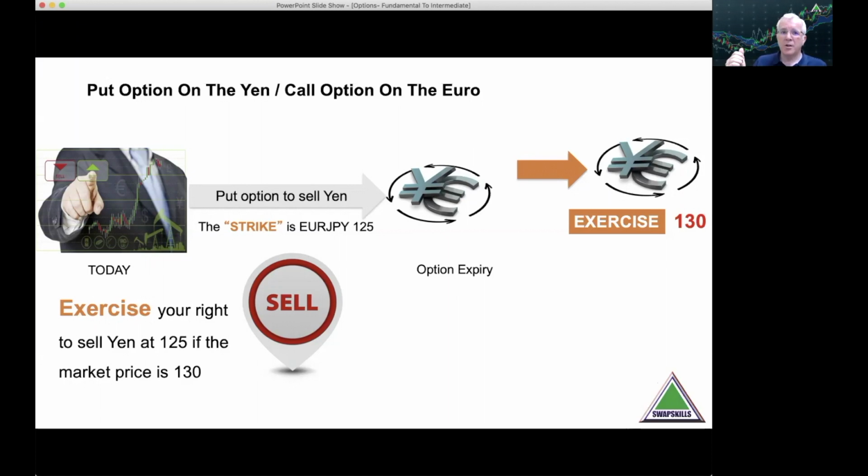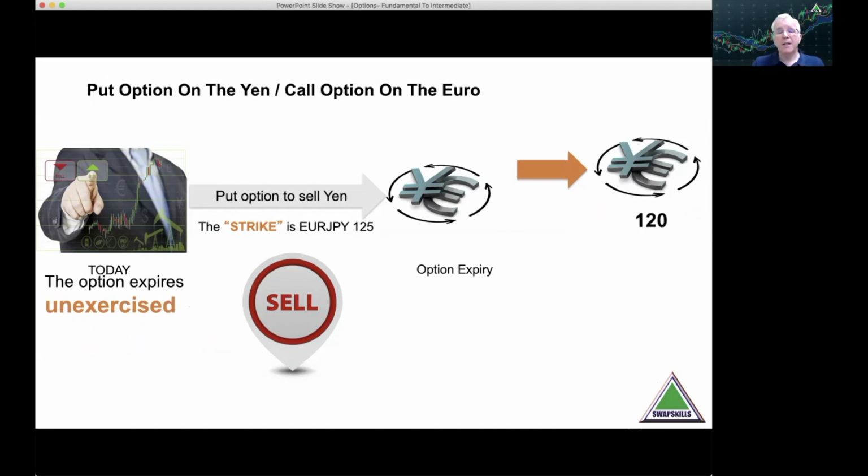Now, if euro-yen goes to 130, what are you going to do? Why pay 130 yen to the market to get a euro when you have an option to get them for 125 from the bank? Forget it, I'll exercise my option. Similarly, if the euro-yen rate goes to 120, why pay 125 yen to the bank when I can get them in the market for 120? So your option goes unexercised. Sometimes just stand back and think in terms of cash, what makes sense.